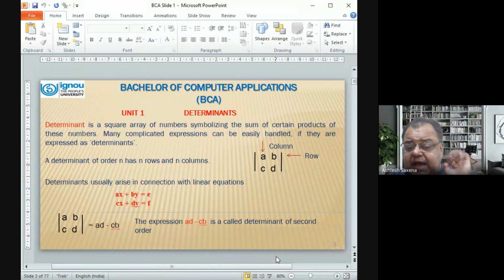These equations are in their standard form. We just pick up these coefficients A, B, and they are written in that order only. Keep one thing in mind, don't change the order.